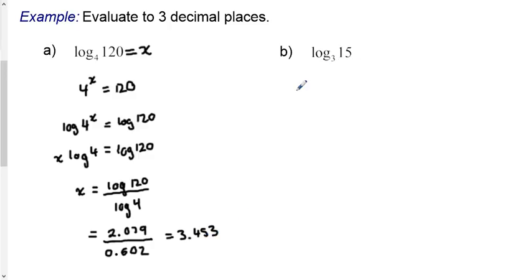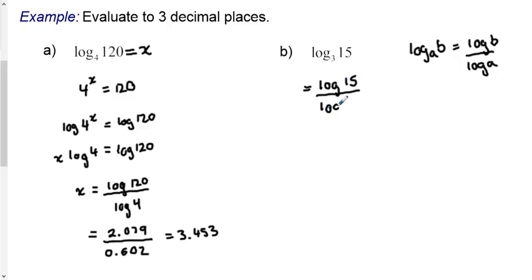For the second example here, I've got log base 3 of 15. So instead of going through the preamble here, setting equal to x and taking the log of both sides, we're going to use the idea that if I have log base a of b, that's equivalent to the log of b divided by the log of a. So in this case, I'm going to jump right to the log of 15 divided by the log of 3.